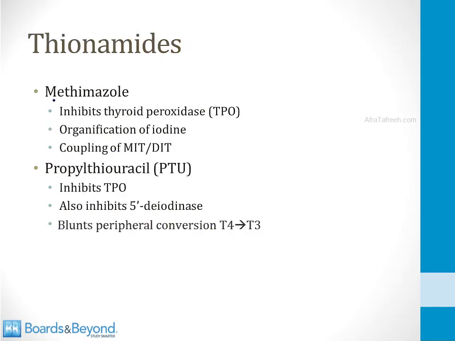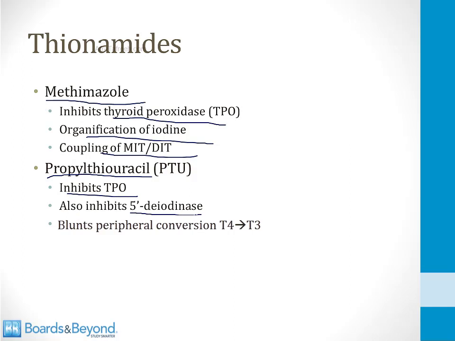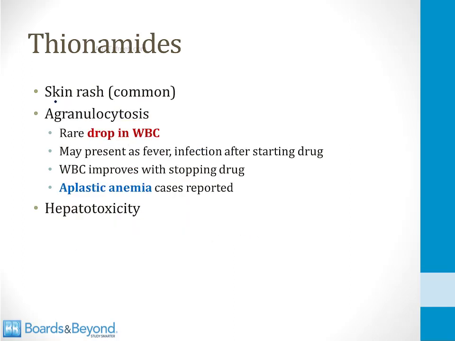The two thionamide drugs are called methimazole and propylthiouracil, or PTU. Methimazole inhibits thyroid peroxidase. This will blunt the organification of iodine and also blunt the coupling of MIT and DIT. In the thyroid physiology module, I talk more about all the multiple functions of TPO. Propylthiouracil also inhibits TPO, but in addition, it inhibits the enzyme 5' deiodinase, and this blunts the peripheral conversion of T4 into the more potent T3. Both of these drugs can cause a skin rash. This is a common side effect.